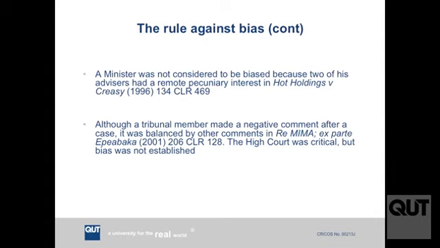What if a tribunal member makes a comment after the case? In the case of Epiabaka, AAT members involved in a decision wrote a blog 10 months after the case. The comments were something like, "I get a lot of liars, people make up what they want." But these comments were also balanced by other comments indicating the members felt sorry for refugees and get a lot of genuine applicants. These comments were weakly criticised by the High Court, but they were not considered biased.